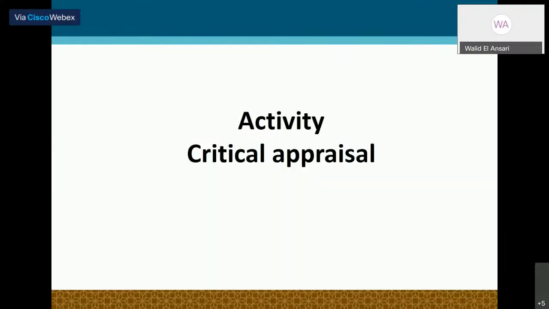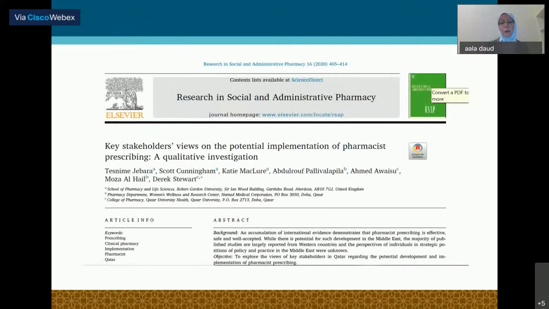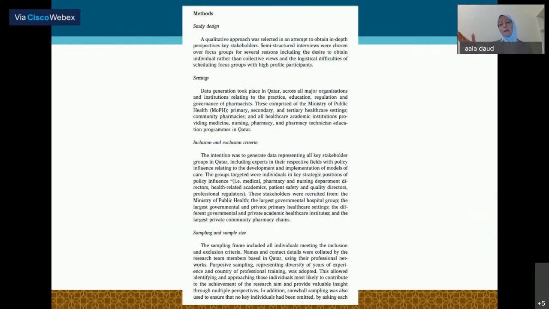Okay, so now we will start an activity, and we will try and critically appraise an article. This is the article that we have chosen: Key stakeholders' views on the potential implementation of pharmacist prescribing, a qualitative investigation. So let's think together how we can critically appraise this, thinking back at the checklist that my colleague, Prof. Waleed, just went through.